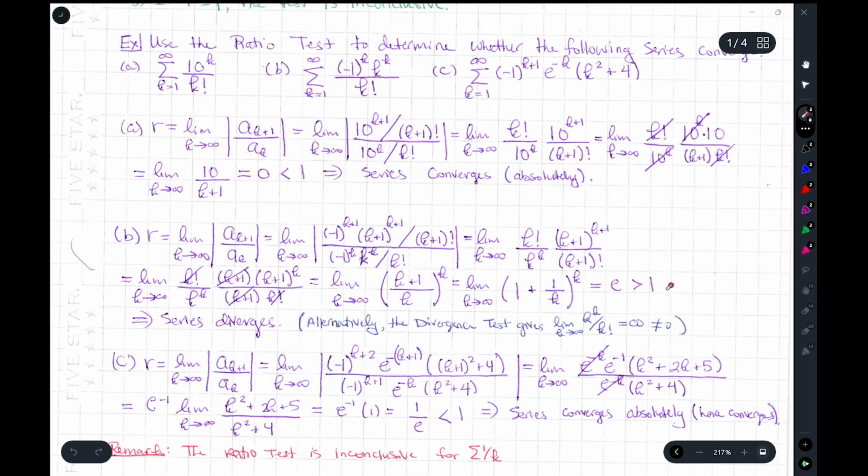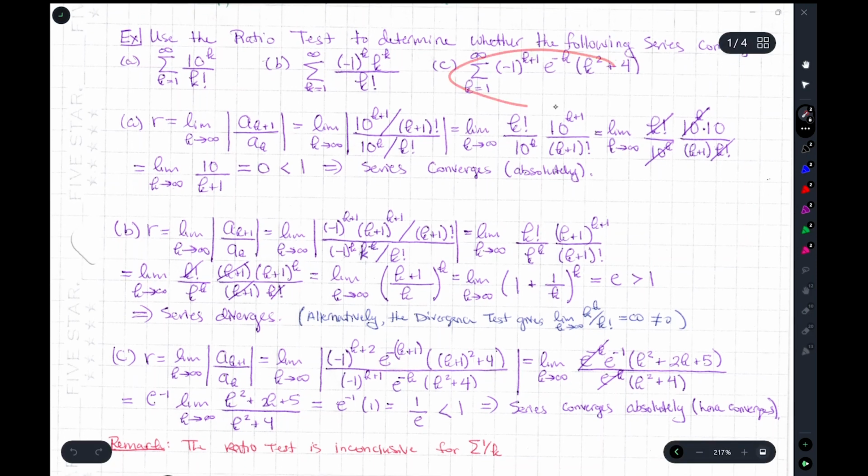e is about 2.7, so it's strictly greater than 1. And so we know the series diverges. Alternatively, the divergence test would have given us that result too. We'll recall from the growth rates that k^k grows faster than k factorial. It's one of these rare functions that grow faster than the factorial. All right.